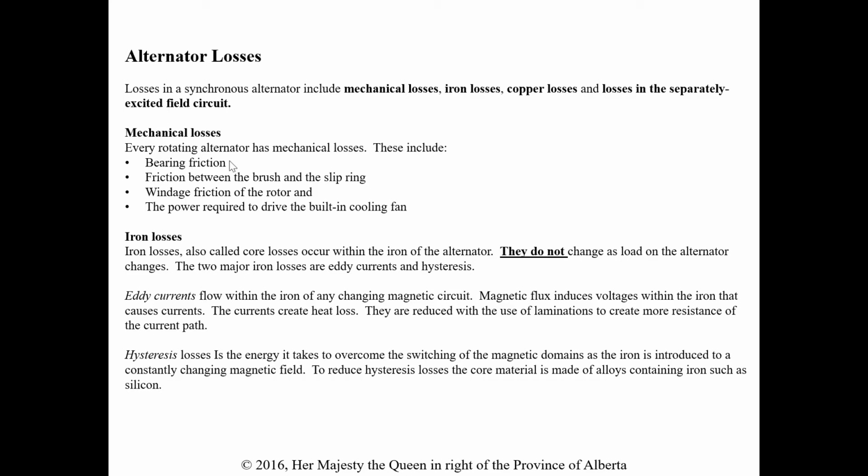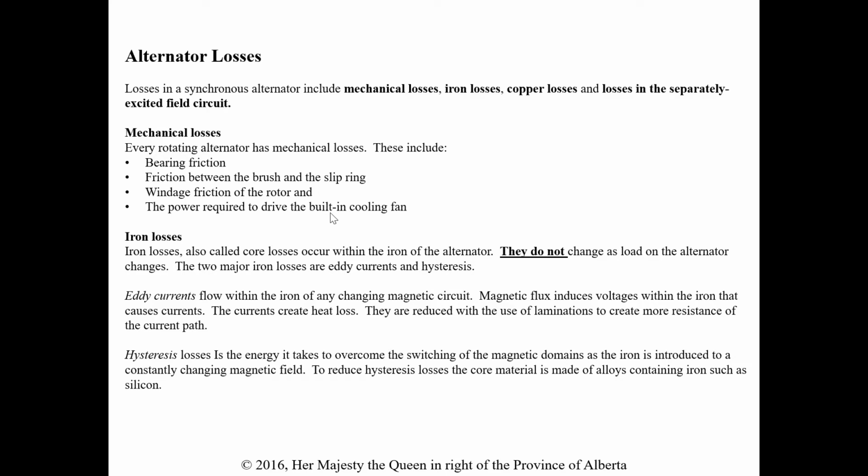So again, every rotating alternator has mechanical losses. So we've got bearing friction, friction between the brush and slip ring, windage of the rotor, and the power required to drive the built-in cooling fan that could be attached. Okay, so those are the mechanical losses.